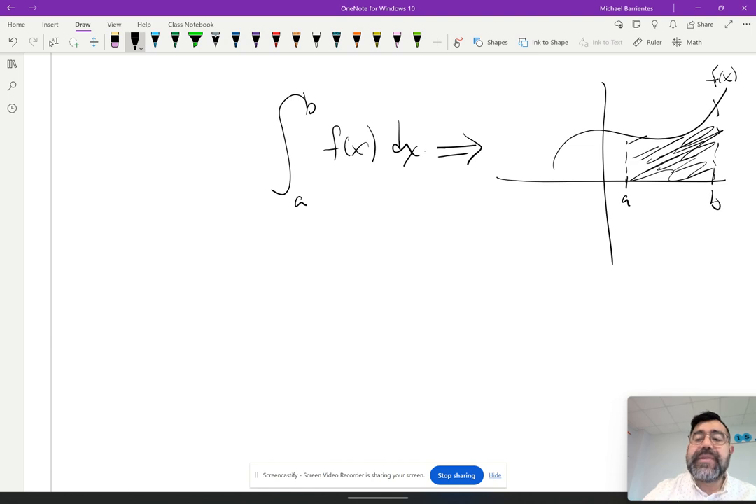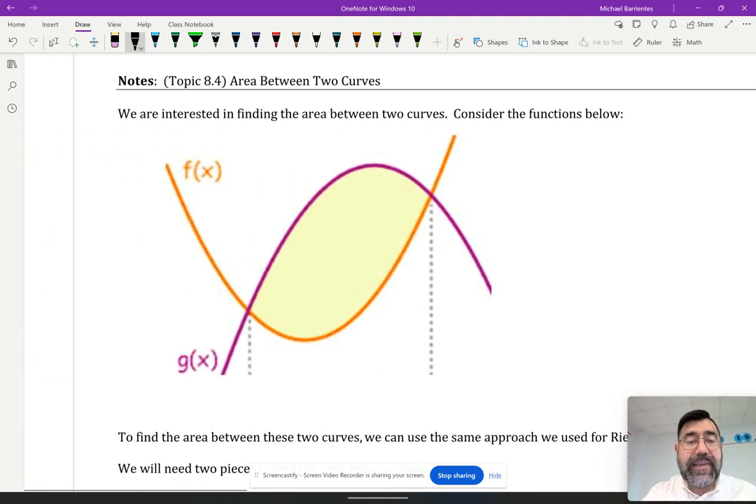And what happens when the shaded area, or the area that I'm looking for, is not right up against the x-axis? What if it's something like this, and it's actually trapped between two curves? Topics 8.4, 8.5, and 8.6 handle that situation of areas between two curves. We're going to find the areas by taking, I guess you could call them Riemann rectangles, vertically or horizontally, or we might have a mixture of both. And that's really what 8.4, 5, and 6 are all about.